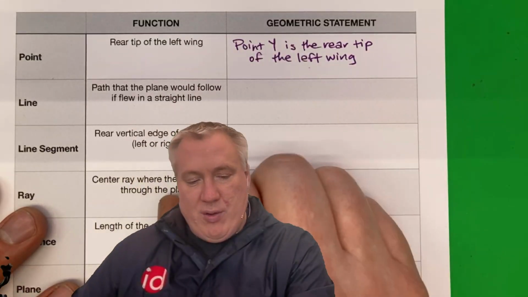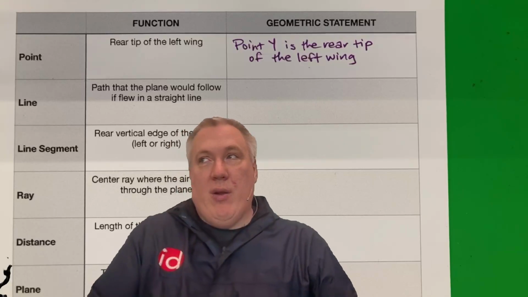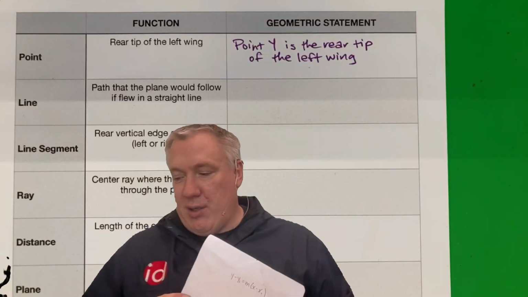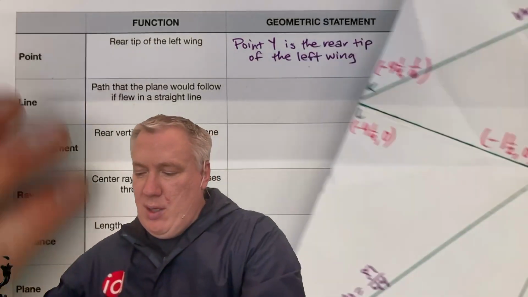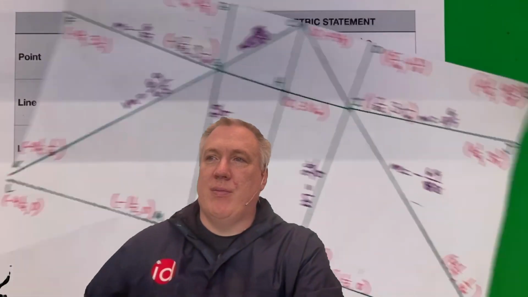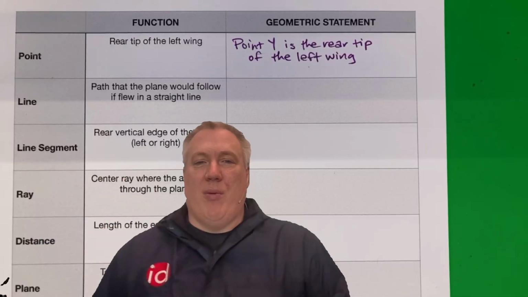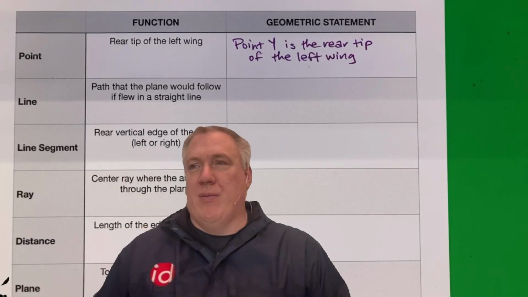using the correct notation? So let's just talk about on the meeting where these things are. Okay? What is the path the plane would follow if it flew in a straight line? If you have a plane and you throw it, if it were to follow a perfectly straight line, what path would it follow on the plane?